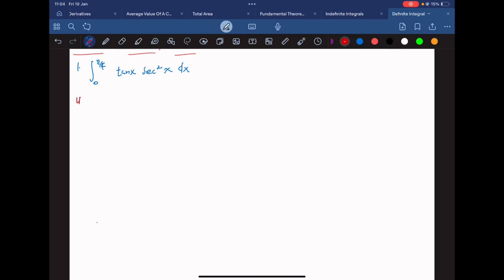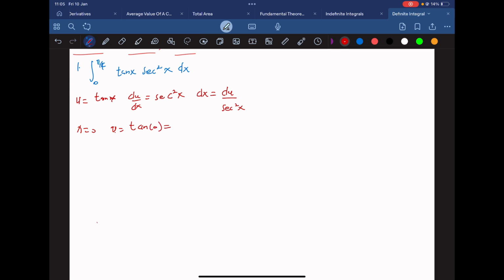So let's say we select u to now be tan of x. In that case, if we differentiate u with respect to x, we have secant squared of x, and in that case dx is now equal to du out of secant squared of x. So if x is equal to 0, we are going to have u equal to the tangent of 0.